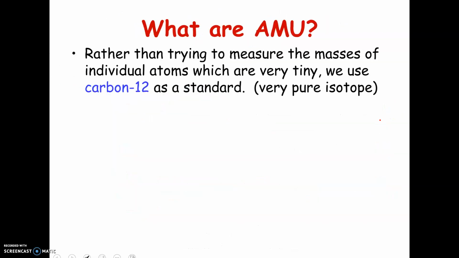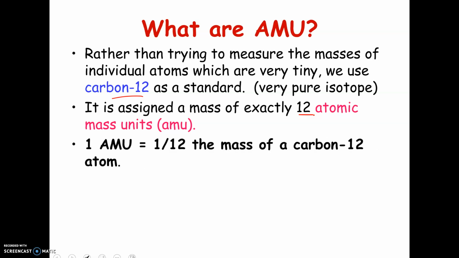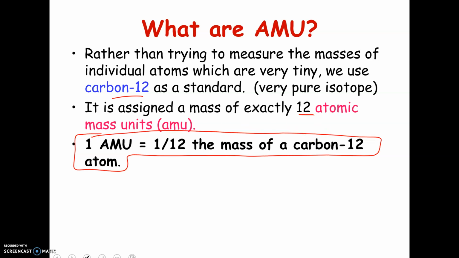So just to clarify what AMU are, AMU, atomic mass units, come from carbon-12. Turns out almost all the carbon that exists is carbon-12. And carbon-12 is assigned an AMU of 12. So carbon-12 weighs 12 AMU. And it turns out that carbon-12 has exactly 6 protons and 6 neutrons. So 1 AMU is defined as 1/12 the mass of carbon-12. So we take the mass of carbon-12 and we divide it by 12.